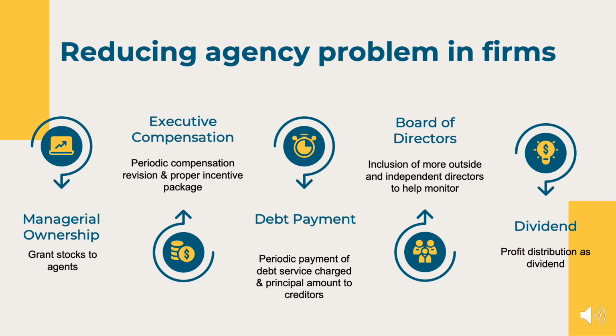Last but not least is through dividends. It is basically distributing profit as dividends, which can help decrease the agency problem since dividend distribution decreases the internal funds of the firm, so the firm has to attract external funds for finance. And managers are pressured to make the firm perform better to allure the market participants. So these are the 5 ways in which we can reduce the agency problem in firms, aside from making full contracts and monitoring systems.